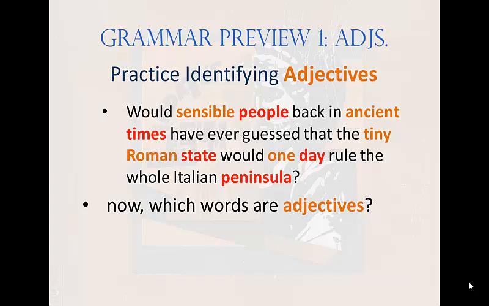There are two adjectives on this line, and there are only two words that aren't nouns, so the adjectives must be whole and Italian. The whole peninsula, not just part of it. The Italian peninsula, not Greece or Florida. And again, two adjectives with one noun. Get used to it.